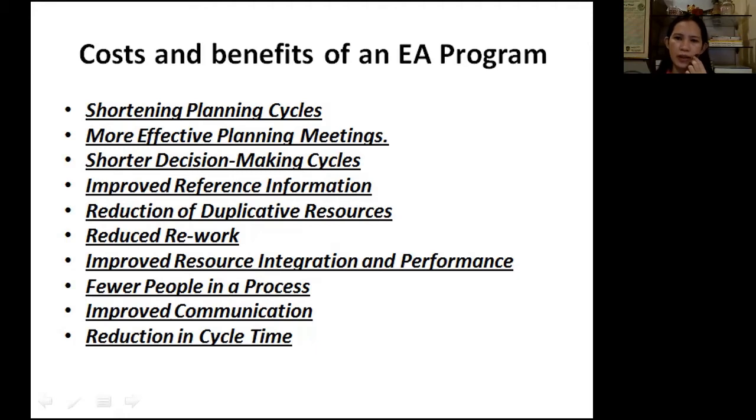Reduction in cycle time. EA can help an enterprise to reduce the time it takes to plan, develop, implement, and retire resources within its business and technology operating environment. By using an EA methodology and framework, each resource is evaluated from the same holistic strategy, business, and technology viewpoint, and is documented using the same set of EA tools and techniques.